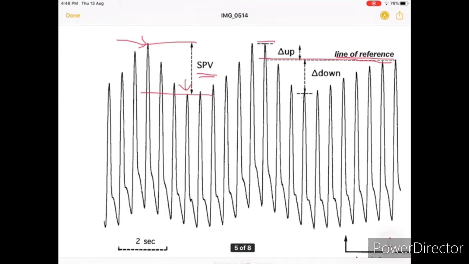If you take the maximal recorded pressure and subtract it from the line of reference, you get this delta up. Similarly, if you take the minimal recorded systolic pressure and see the difference, you get the delta down. This delta down is a very important parameter because it represents an expiratory decrease in the left ventricular preload and stroke volume due to an inspiratory decrease in the right ventricular preload and stroke volume.